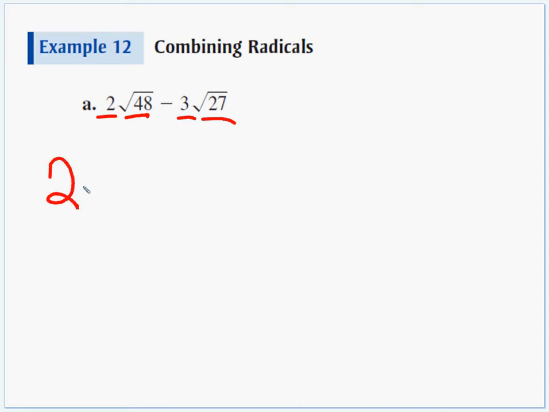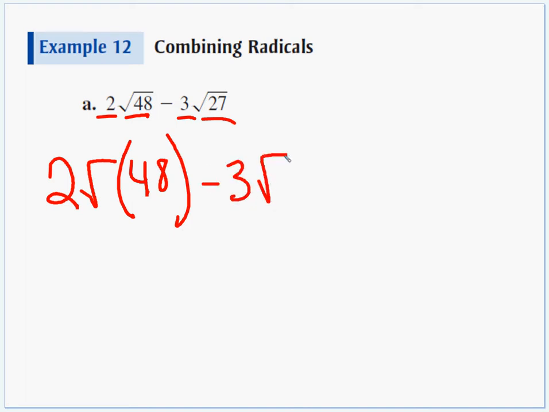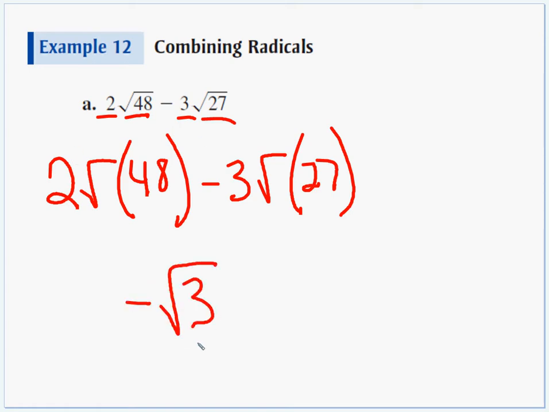So do 2 and then square root, and you'll put your 48 in there and close it, minus 3 square root, and then put your 27 in there and close it. So the calculator will simplify each radical, and then if possible, it will add or subtract. This turns out to be a negative 1 square root of 3. All right, again, let the calculator do all the heavy lifting.